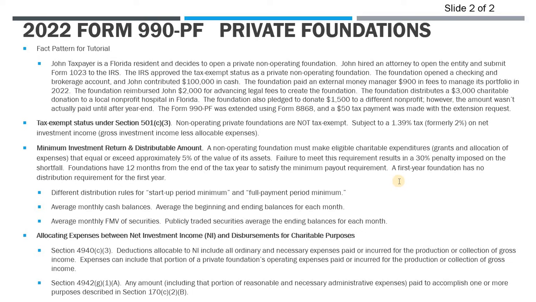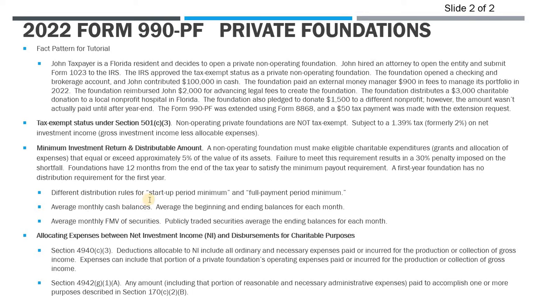So you don't have to guess or see into the future as to what your distributable amount will be. You just have to know that, okay, whatever I calculate at the end of the year, that's what I've got to pay out by the end of next year.